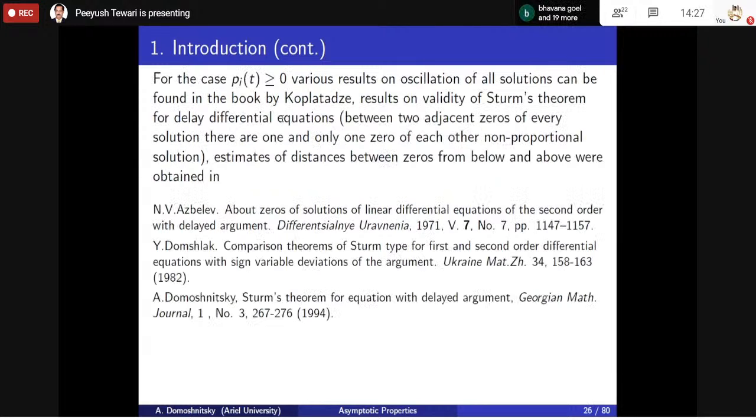In the case of positive p, we have many results about distribution of zeros, about the Sturm theorem, about separation of zeros, and so on. I can note the following papers in this direction.